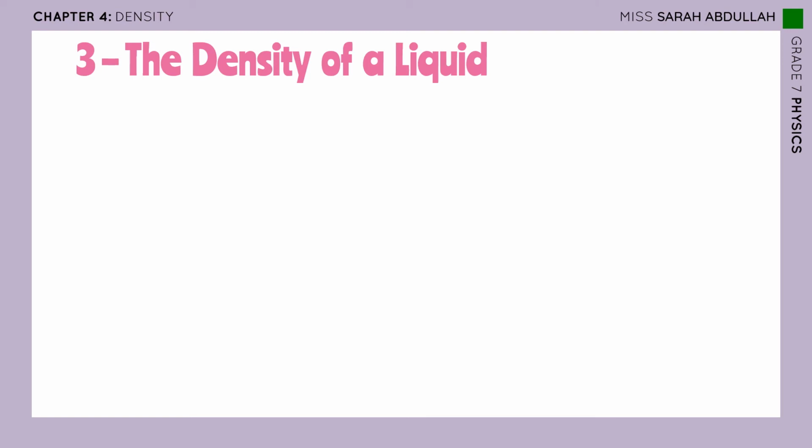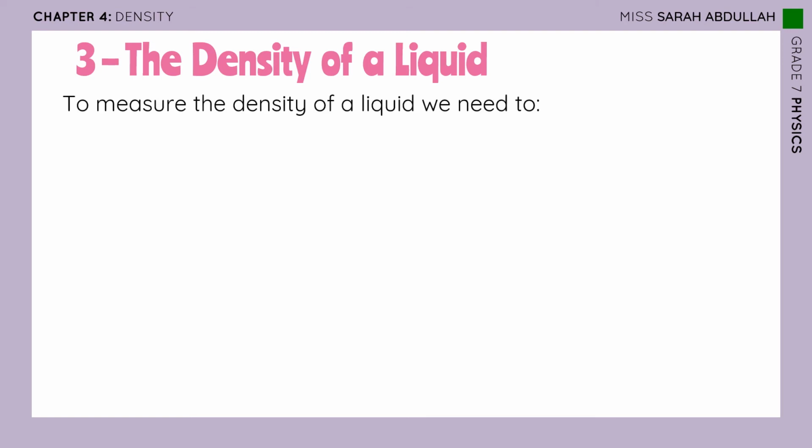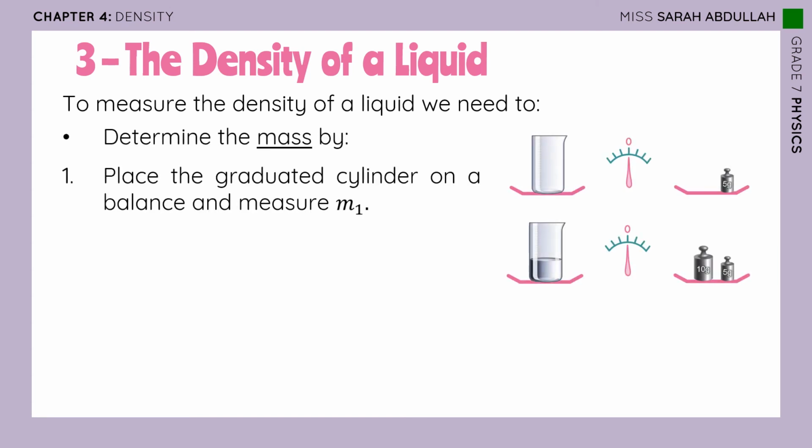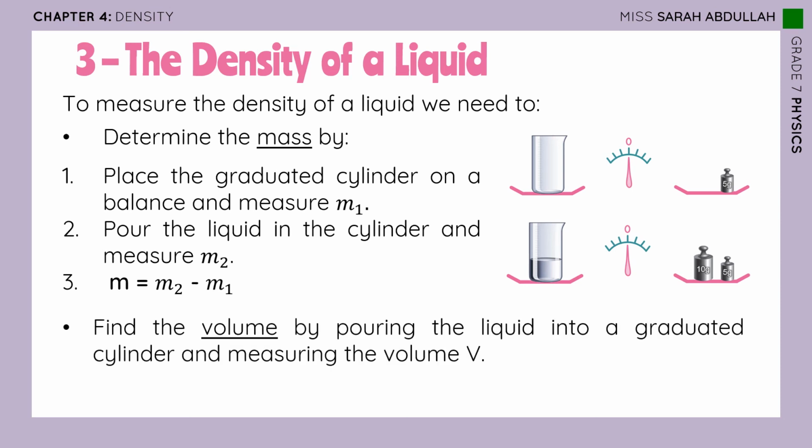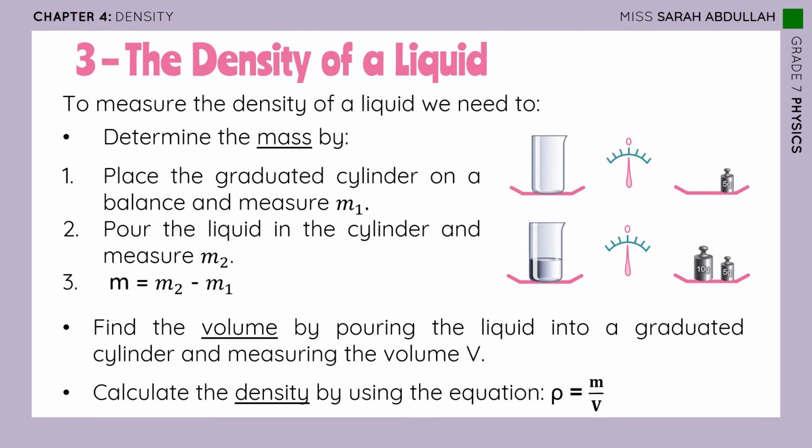So to sum things up, to measure the density of a liquid, we need to determine the mass by placing the graduated cylinder on a balance and measuring M1, and then pour the liquid inside the cylinder and measure M2, and find the mass of the liquid, which is M2 minus M1. Now we need to find the volume by pouring the liquid into a graduated cylinder and measuring the volume. Finally, we find the density by using this equation, rho equals mass over volume.